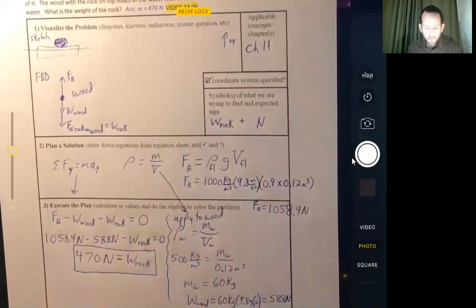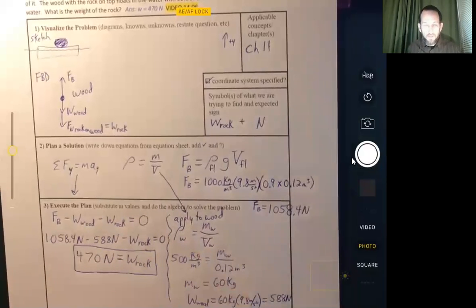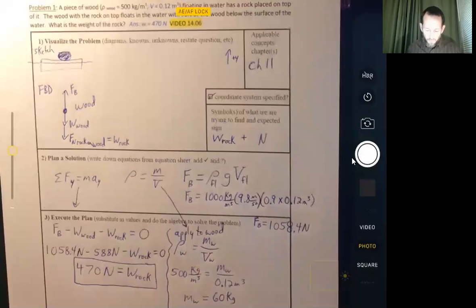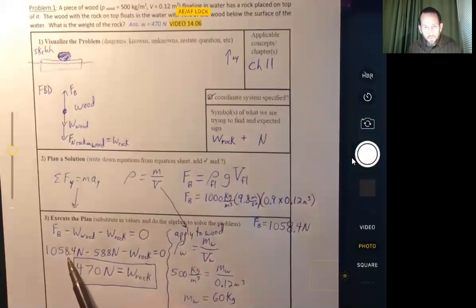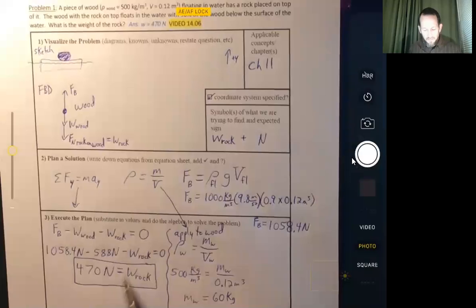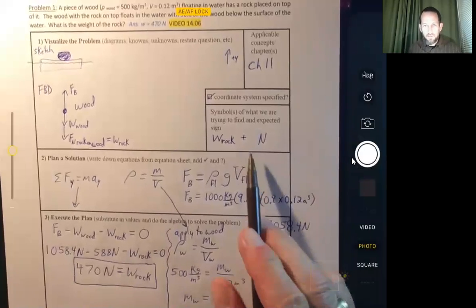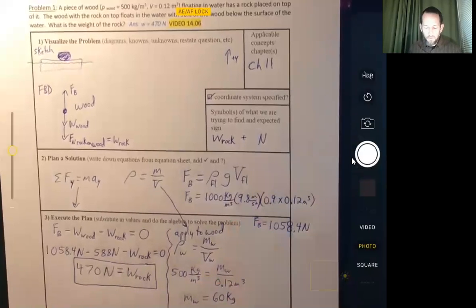All right, so is the solution complete? Look back at the question. They only asked us one thing, so yes, the solution's complete. Is the sign of the answer correct? And we look here, we have a large number minus a smaller number, so we get a positive number. Here we have a negative sign. We add W_rock to both sides. It came out positive. We expected it to be positive. Anytime we're using Newton's second law, we're finding magnitude, so the sign is correct.